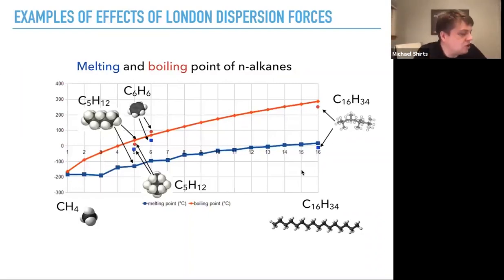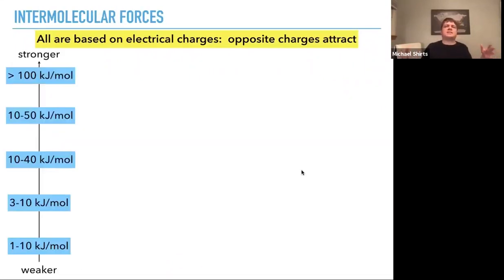But as you can see, the dominant trend is still just the size, especially for the boiling points. Freezing and melting points depend even more upon shape, but for the boiling points, it's mostly just the size with some other weird shape effects mixed in. But the overall trend is simply the bigger it is, the bigger the London dispersion forces. All of them are based on electrical charges. We get opposite charges attracting, and that's why we get the interaction.